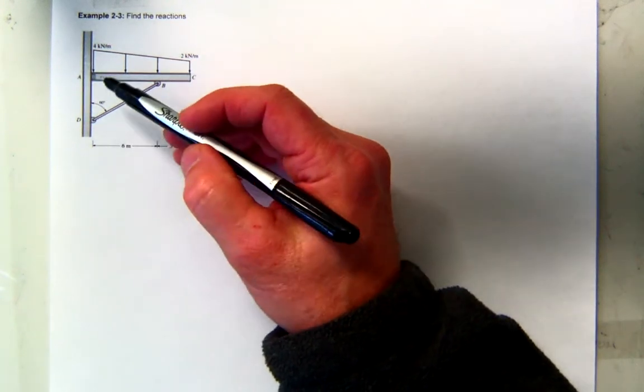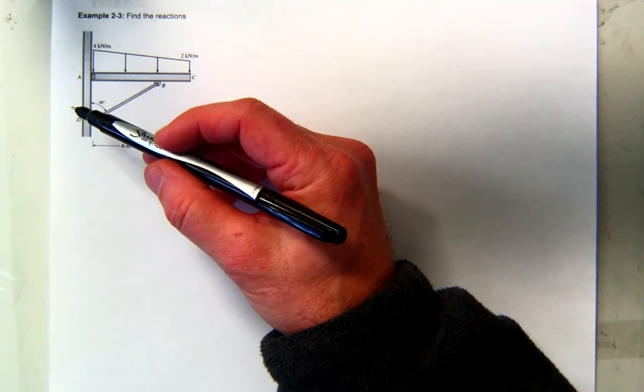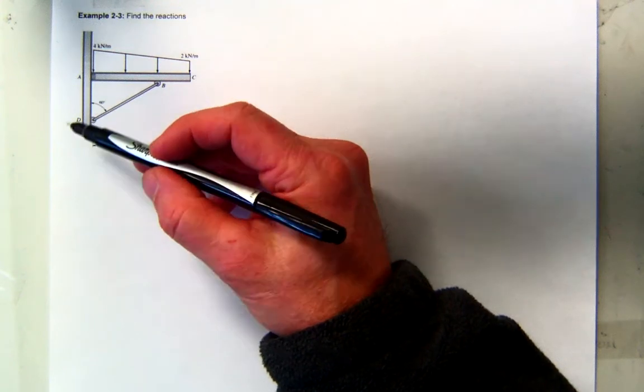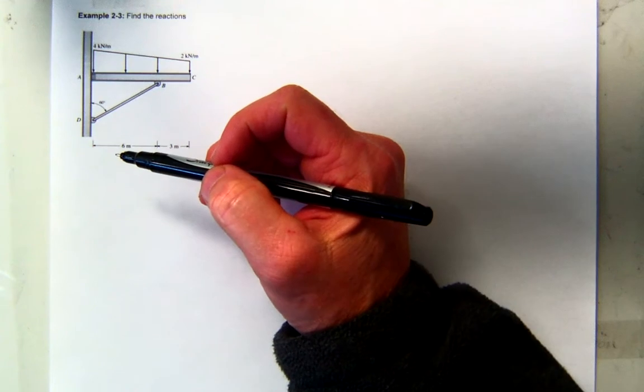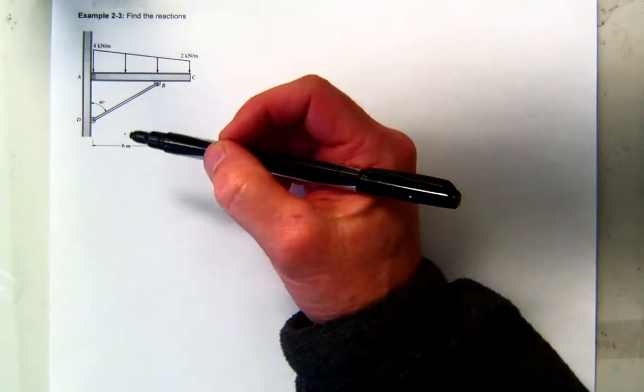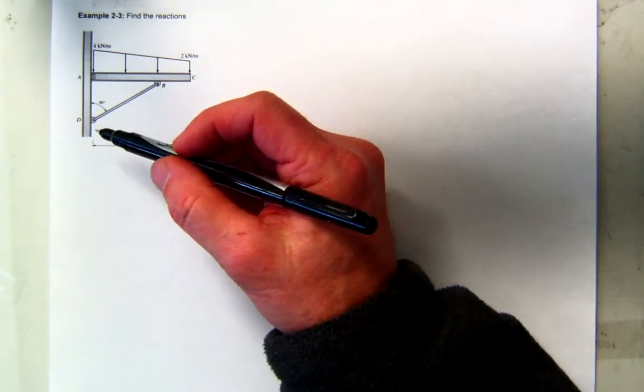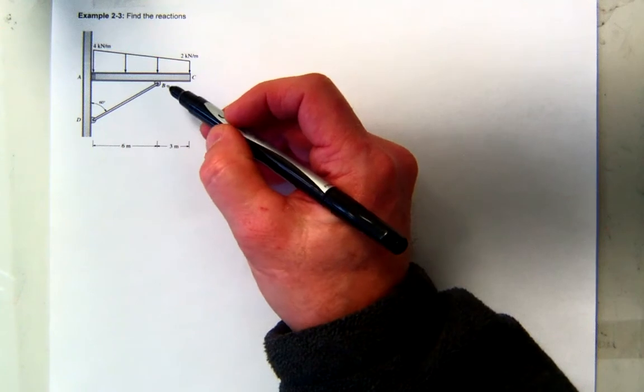So it looks like this is a system that you're going to have to probably take apart, because if this is a pin, you have how many reactions? 2. And if this is a pin D, you have how many reactions? 2. It looks like at this point, that's 4 unknowns, and you can only write 3 equations. So something's got to come apart. Probably the best place would be here at B.